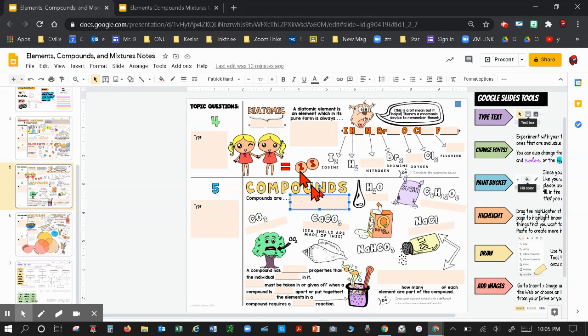Okay, so notice how we talked about elements up top. We had just basically one type of substance. Now you're going to notice there are two or more that are combined into what we call a compound.